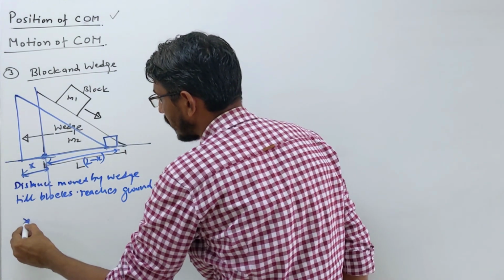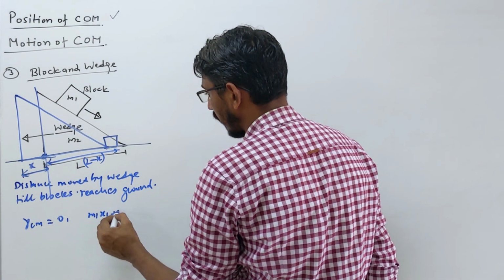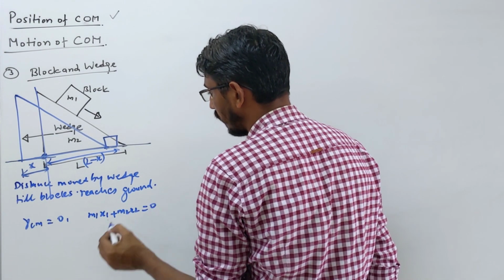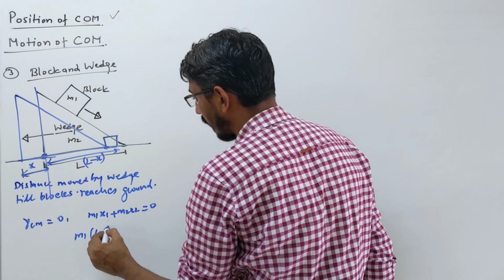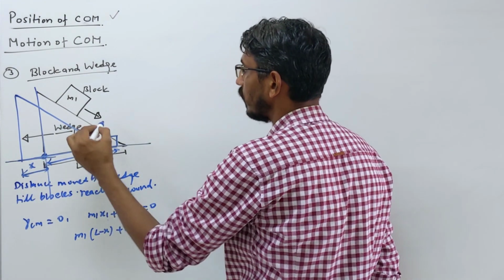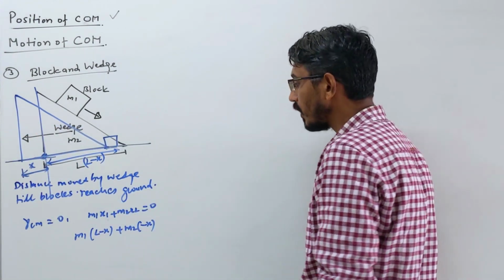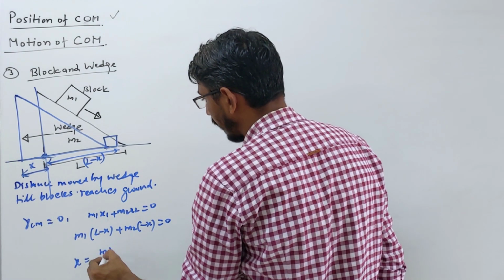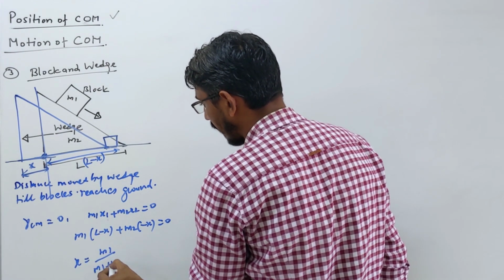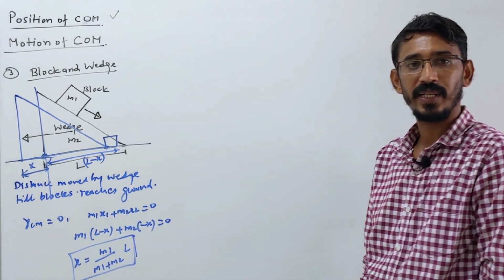You write like this: RCM is equal to 0 again. You say that m1 x1 plus m2 x2 should be 0. m1 you call the mass of the block, whose distance moved is L minus x, plus m2 is the mass of the wedge that moves in the opposite direction, which you call minus x, is equal to 0. Exactly the same answer will come: x will be m1 by m1 plus m2 into L. This answer will come.